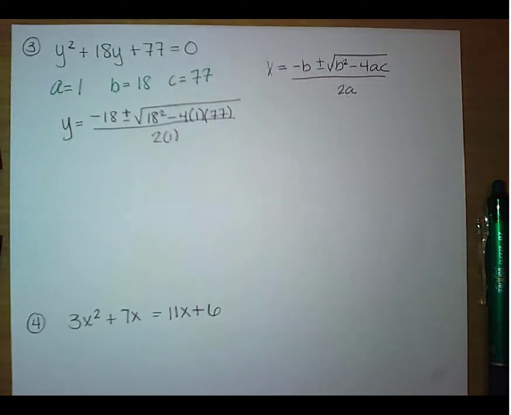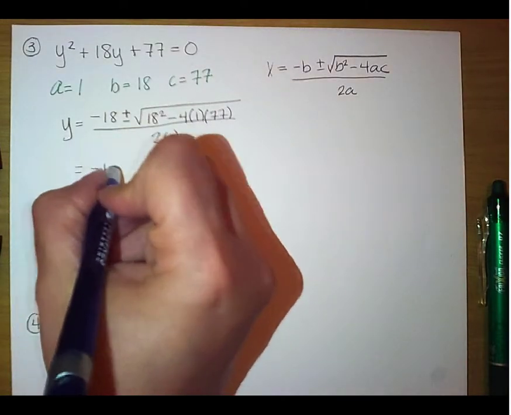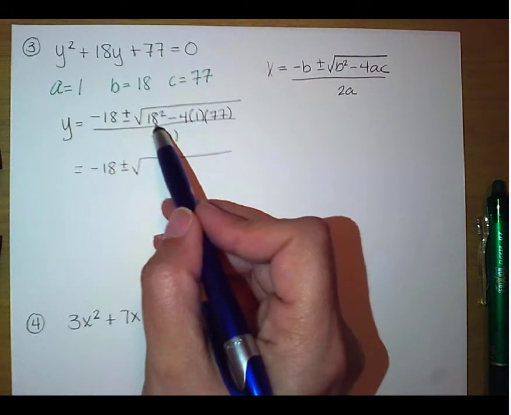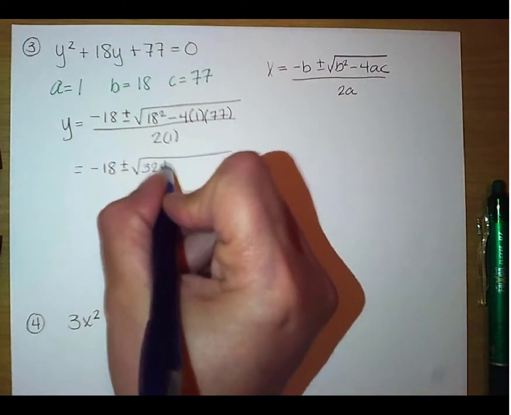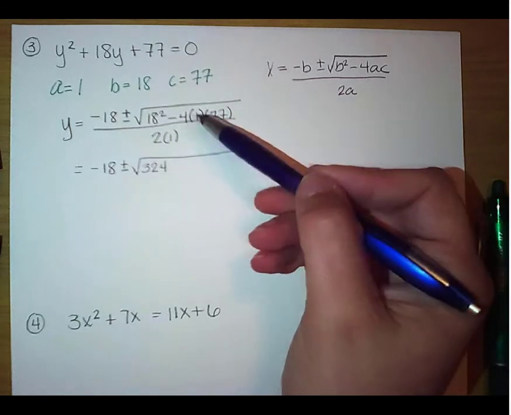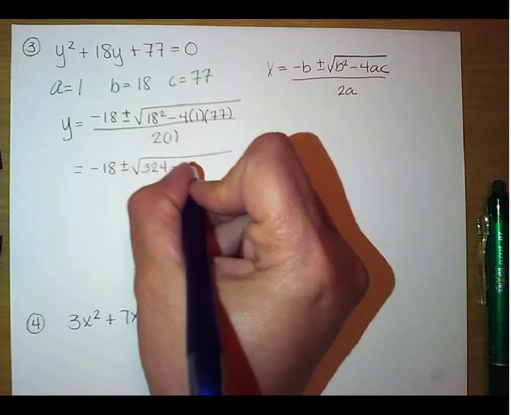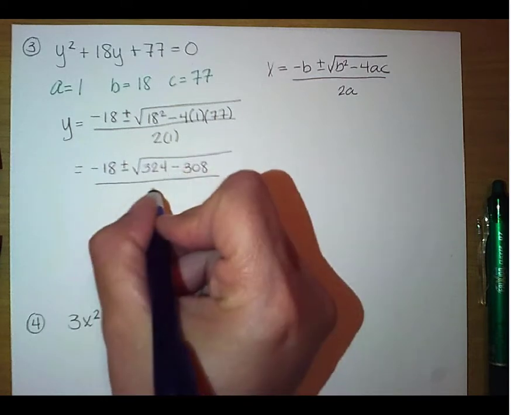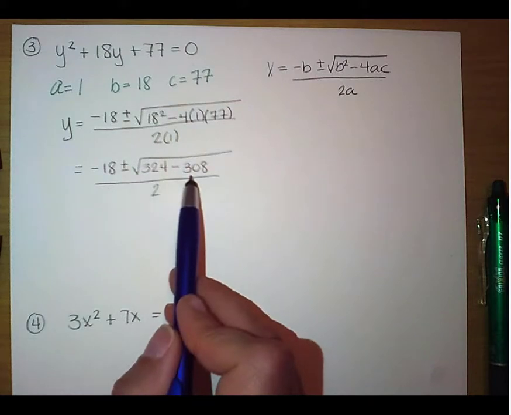So you see we've got some pretty big numbers in our square root that we have to work with, but that's okay. So we've got negative 18 plus or minus the square root. So 18 squared is actually going to give us 324. And then when we do negative 4 times 1 times 77, that is going to give us a negative 308, divided by 2. So now we need to subtract 324 minus 308.